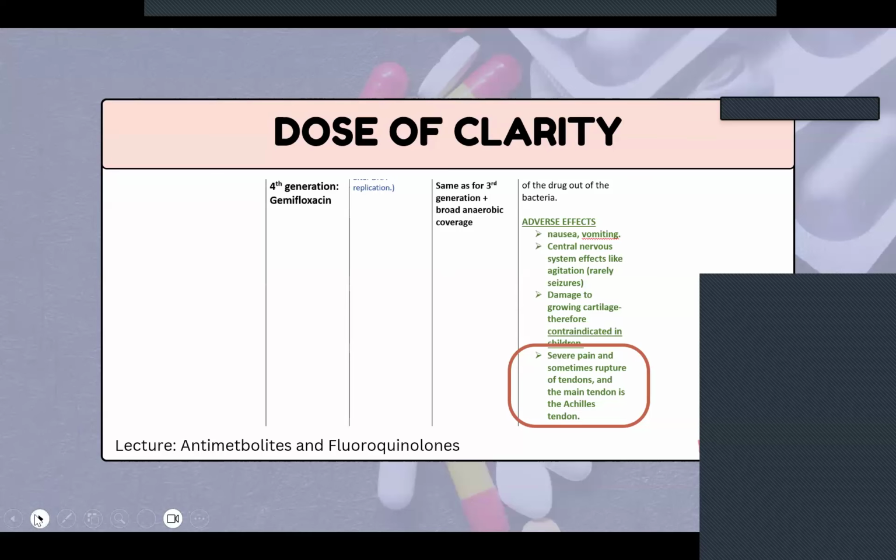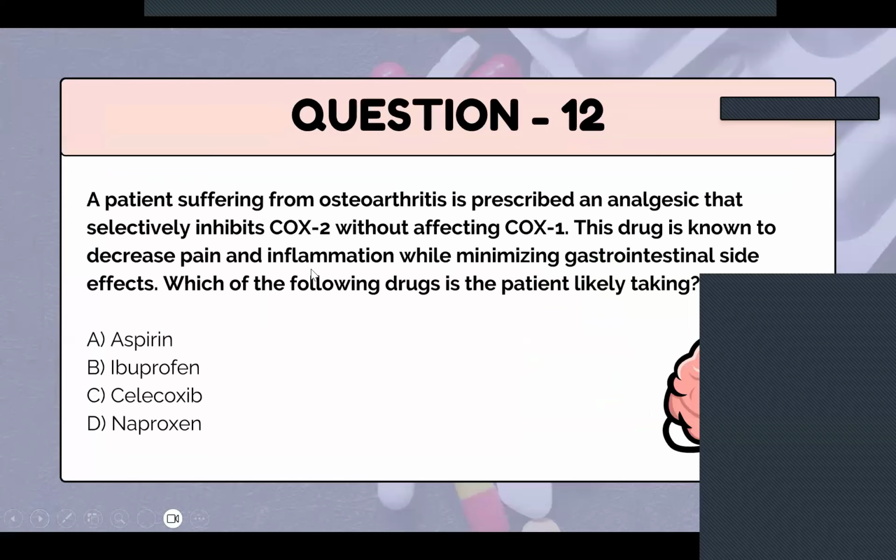Now, let's move on to the next question. A patient suffering from osteoarthritis is prescribed an analgesic that selectively inhibits COX-2 without affecting COX-1. This drug is known to decrease pain and inflammation while minimizing gastrointestinal side effects. Which of the following drugs is the patient likely taking? A. Aspirin, B. Ibuprofen, C. Celecoxib, D. Naproxen. Okay, yes, you're right. So the answer is celecoxib.